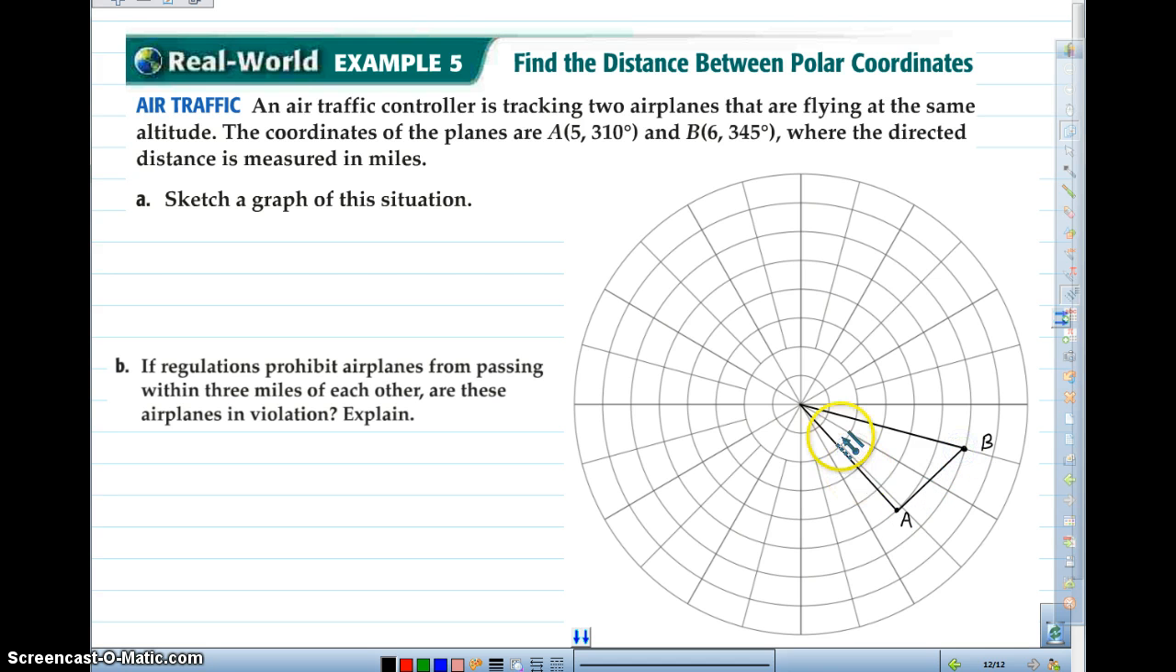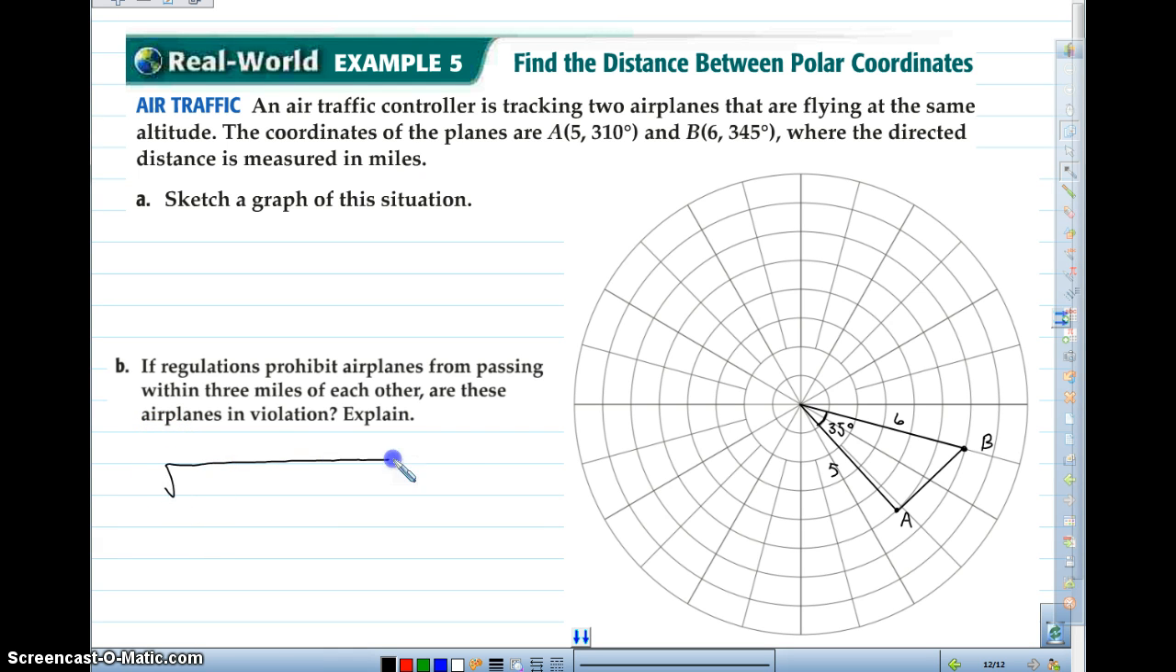Okay. So let's see here. The radius for B was 6, so the side of the triangle over here is 6. The radius for A was 5, so the radius of this triangle, or the side of this triangle, is 5. And now I just need to solve for the angle in between them, which means I need to find the difference between 345 and 310. The difference between 345 and 310 is 35 degrees. So whether you want to think of it as solving this triangle now or using your polar distance formula, it really doesn't matter. So I'm going to go ahead and plug in my numbers.